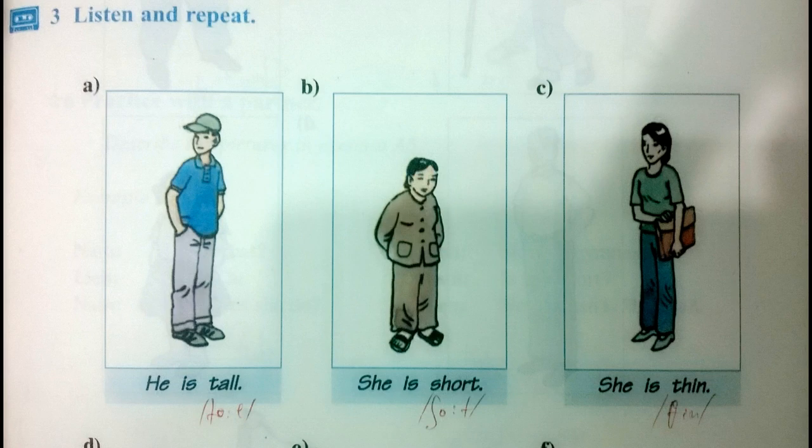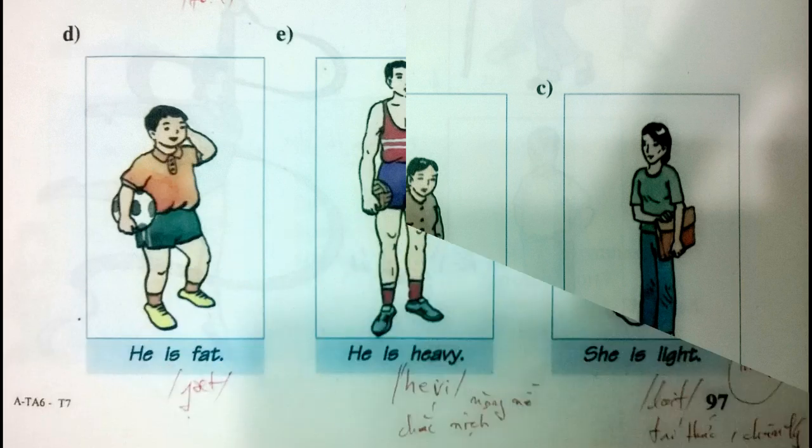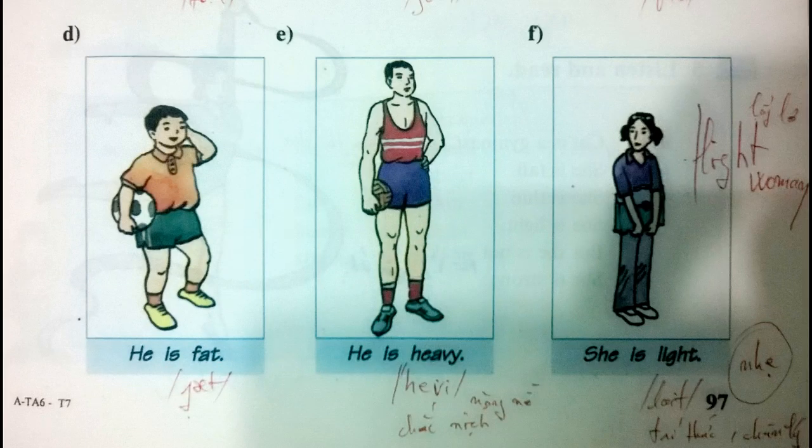3. Listen and repeat. A. He is tall. B. She is short. C. She is thin. D. He is fat. E. He is heavy. F. She is light.